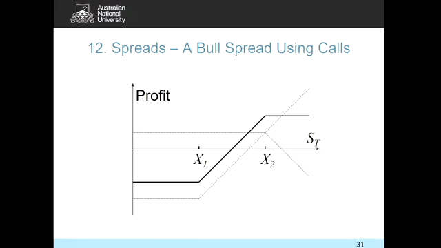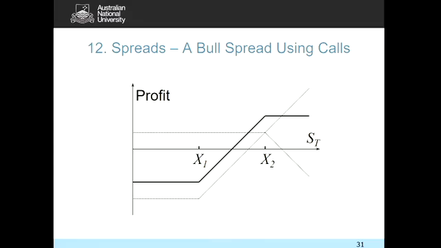And to create this strategy, using calls, you buy a call option with a low strike price and you sell a call option with a high strike price. So this is the call option with the low strike price you've bought, and this other dotted line over here is the call option with the high strike price that you have sold. So what you need to remember is, it's a strategy to make money if prices go up. How do you do it? Buy a call option with a low strike price, sell a call option with a high strike price.